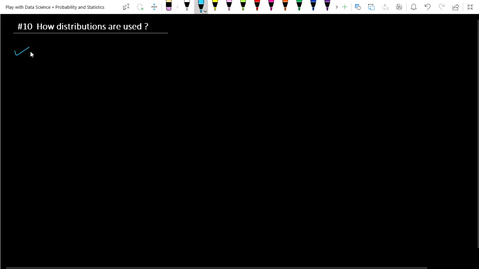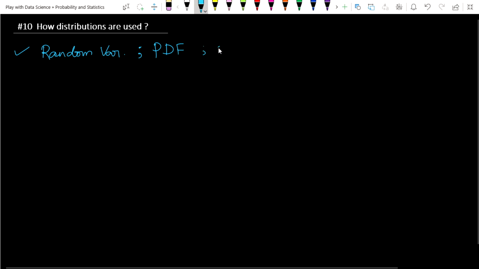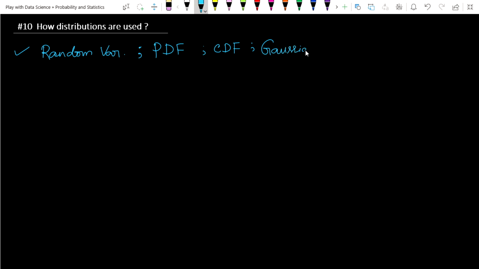So already we have learned the concept of the random variable, the concept of the probability density function, the cumulative distribution function, and also Gaussian distributions. As well, we have learned that if any distribution follows the Gaussian distribution, it obeys the 68, 95, 99 rule. Those things we have already discussed in our previous lectures.